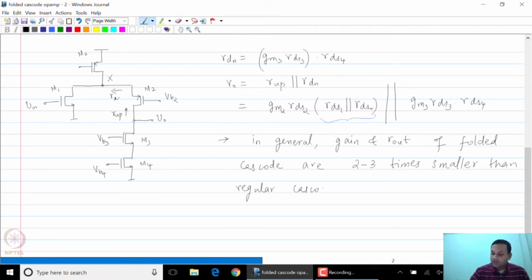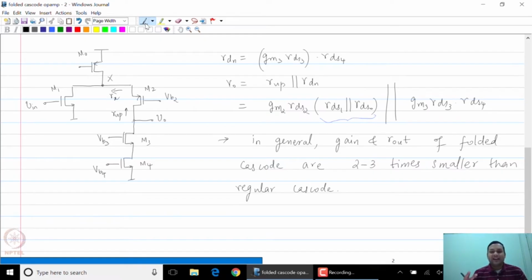Which is the regular cascode circuit. So in general, when you try to decide all of these RDS values, you will find that it's a little bit lower than that of the regular cascode, but it is still much higher than that of the regular one-stage op-amp, the simple common source structure. So this is the template that we are going to use for our analysis. This is the 5 transistor structure for the single-stage, single-ended folded cascode.